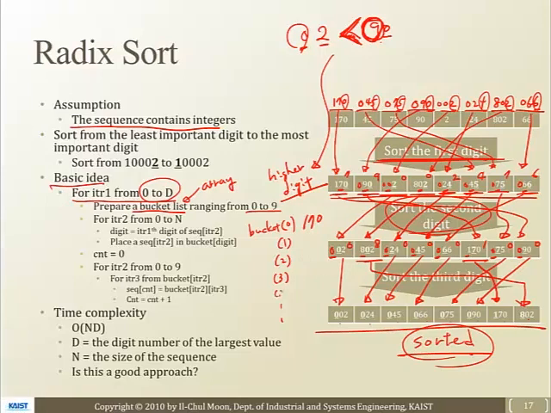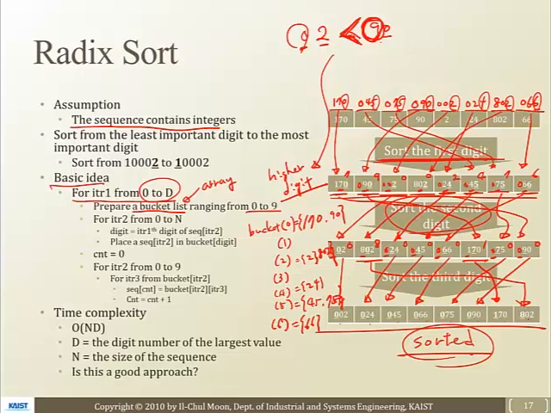170 and 45 here, and 75 and 90 and 2 and 24, 802 and 66.